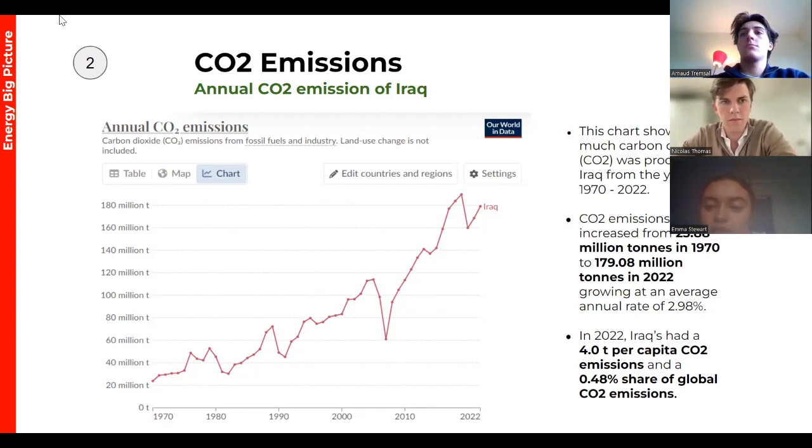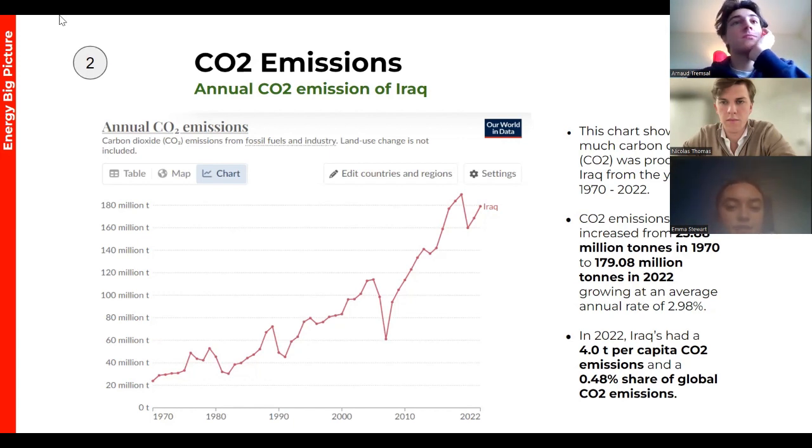Looking at Iraq's annual emission figures is useful. However, it is also important to note that in 2022, the country's share of global CO2 emissions was 0.48%, and they had 4.0 tons per capita CO2 emissions, which gives us just a bit more context of Iraq's CO2 emissions on a global scale.